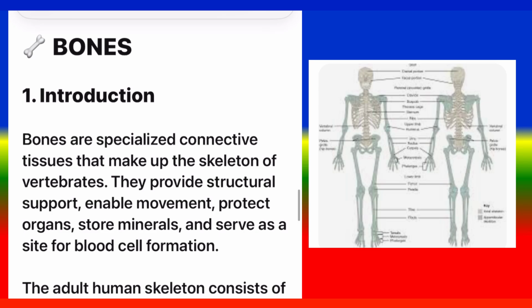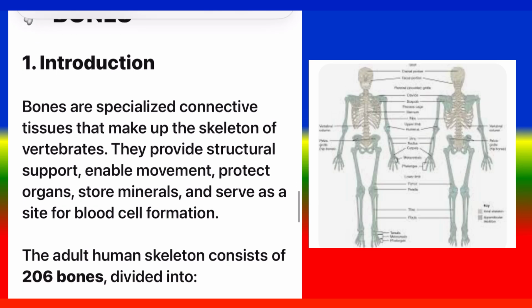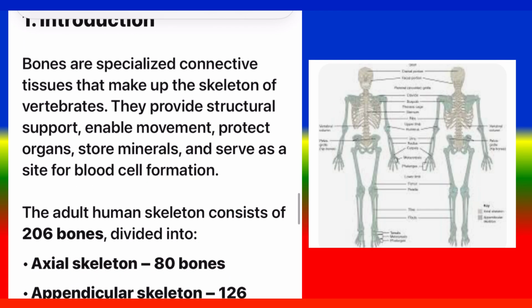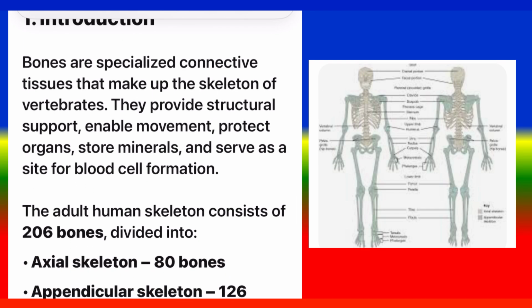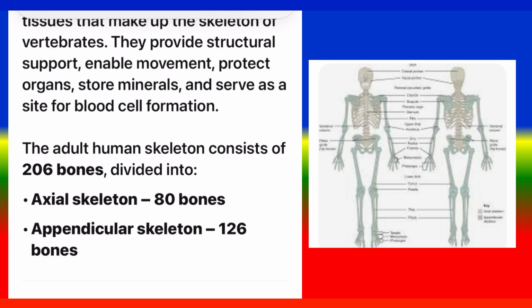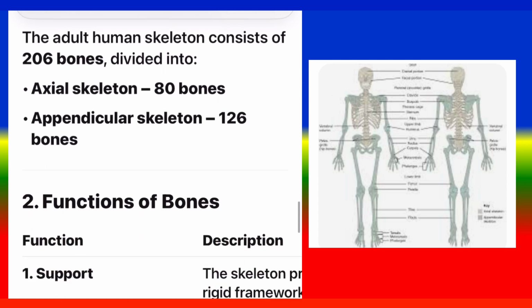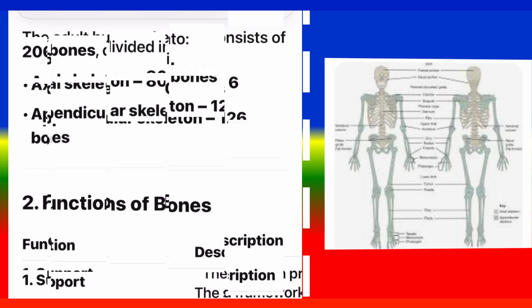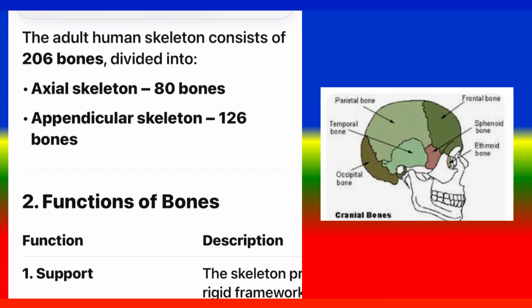Bones. 1. Introduction. Bones are specialized connective tissues that make up the skeleton of vertebrates. They provide structural support, enable movement, protect organs, store minerals, and serve as a site for blood cell formation. The adult human skeleton consists of 206 bones divided into axial skeleton, 80 bones, and appendicular skeleton, 126 bones.